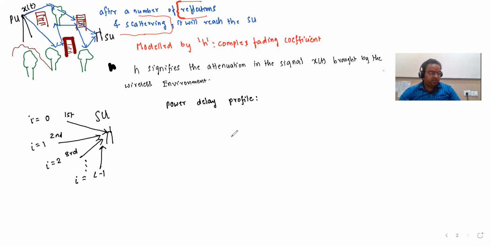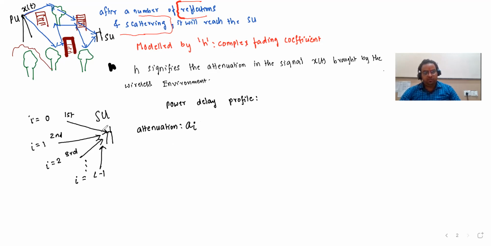What this power delay profile says is that suppose we have all these different paths that are reaching the secondary user. For any particular path, the zeroth path or the ith path, there will be some attenuation introduced by these obstacles. That attenuation is denoted by A. Let us say that in the ith path, the attenuation introduced is A_i. So this is the attenuation, and the signal will also suffer some delay.